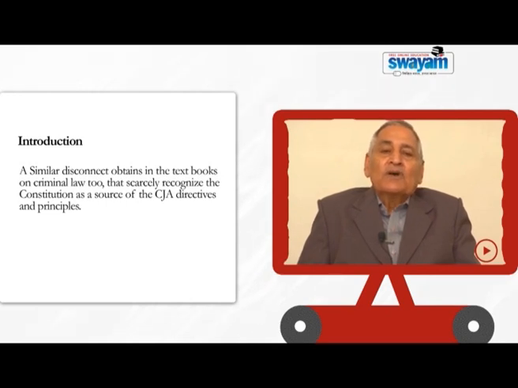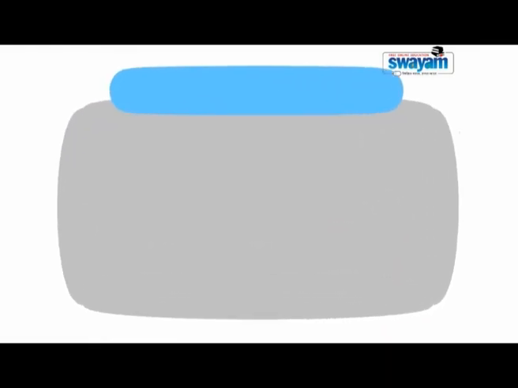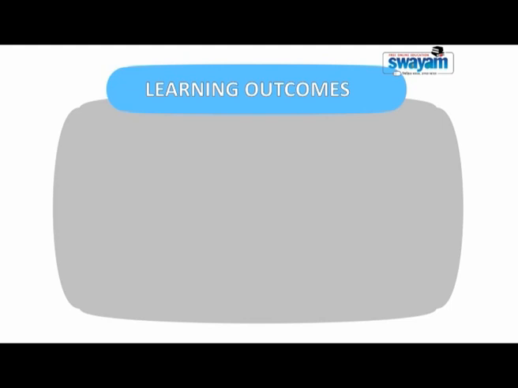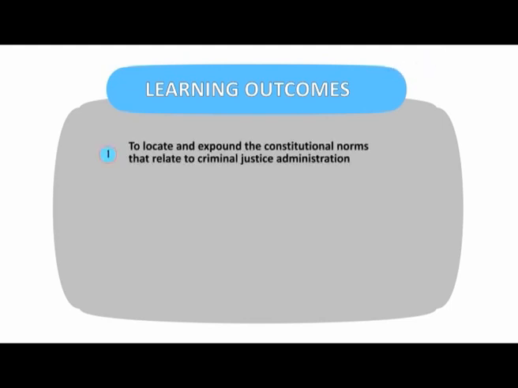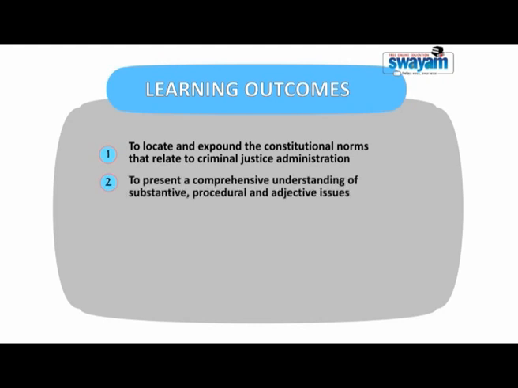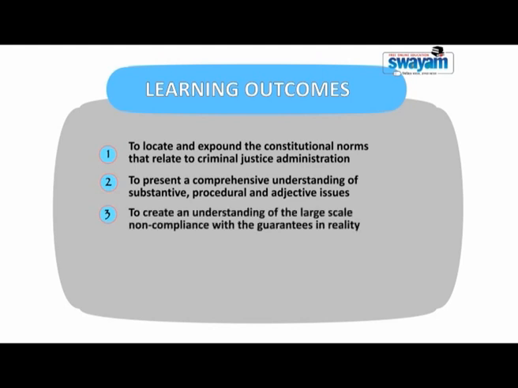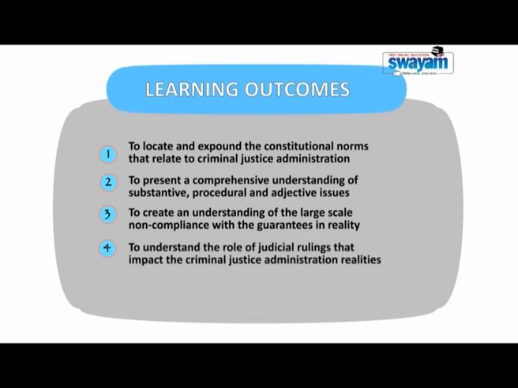Now I will take you to the learning objectives of this course. The first learning objective is to locate and expound the constitutional norms that relate to criminal justice administration. The second is to present a comprehensive understanding of the substantive, procedural and adjective law issues that are shaped by the constitutional guarantees. The third is to create an understanding of the large-scale non-compliance with the guarantees in reality. The fourth is to understand the role of judicial rulings that impact the criminal justice administration realities.